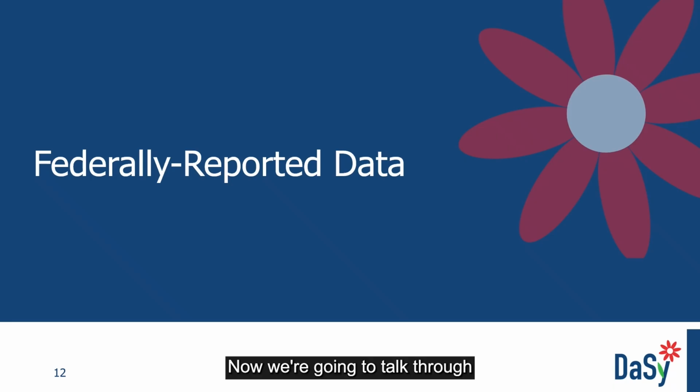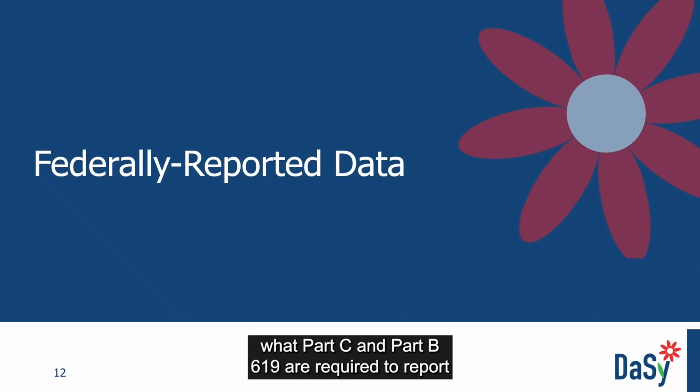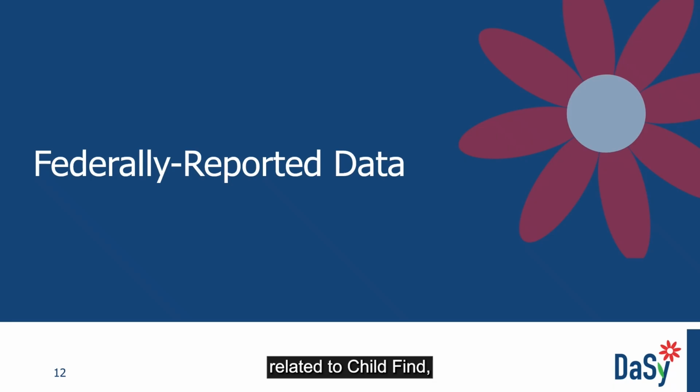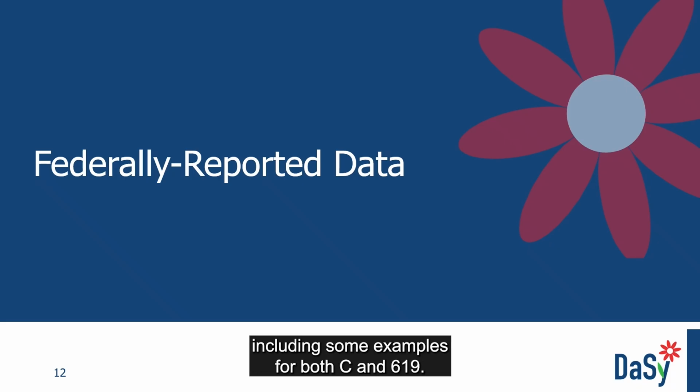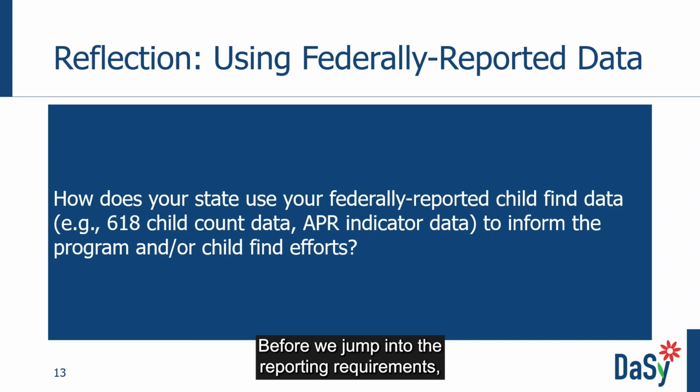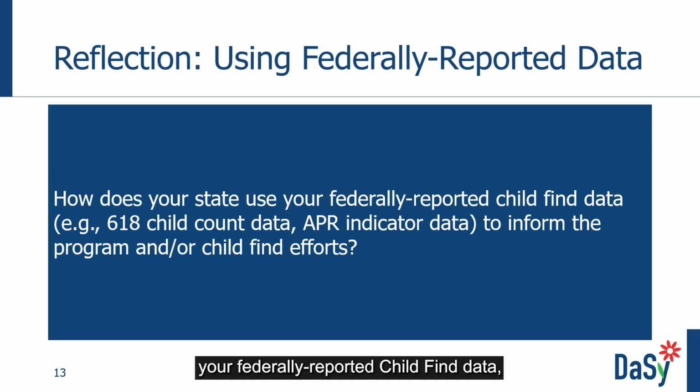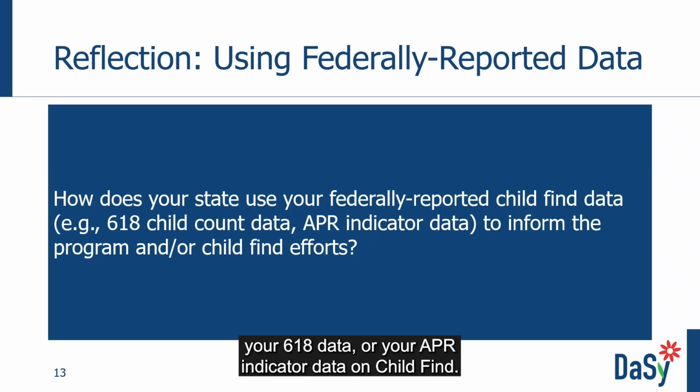Now we're going to talk through what Part C and Part B 619 are required to report related to child find, including some examples for both C and 619. Before we jump into the reporting requirements, take a minute to reflect on how you are using your federally reported child find data, your 618 data, or your APR indicator data on child find.